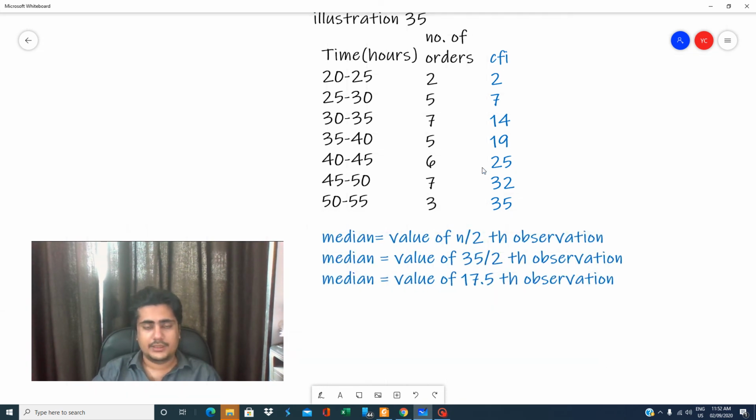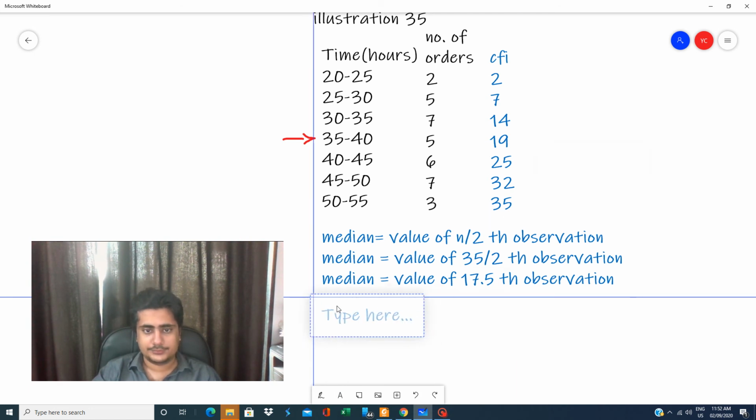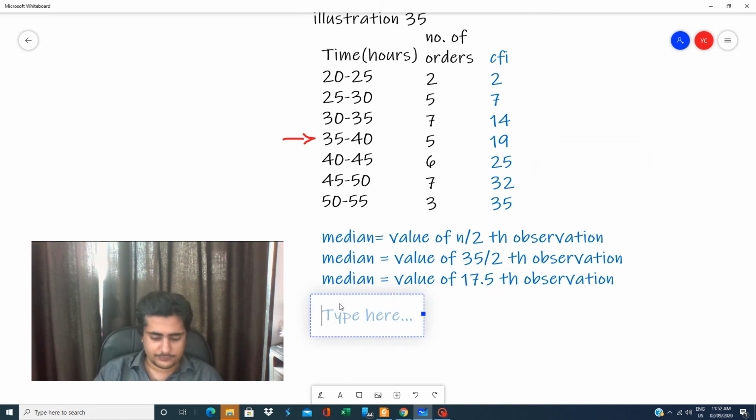Now where will this 17.5 observation belong? Your 17.5 observation will belong to this particular class, that is 35 to 40. So what you will be doing, I'll be writing the lower boundary, that is 35. N by 2 is with me, you can see here, that is 17.5.